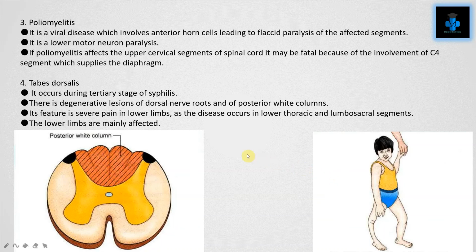Number 4. Tabes dorsalis. It occurs during tertiary stage of syphilis. There is degenerative lesion of dorsal nerve roots and of posterior white column. This right here is the posterior white column. Its feature is severe pain in lower limbs as the disease occurs in lower thoracic and lumbosacral segments. The lower limbs are mainly affected.